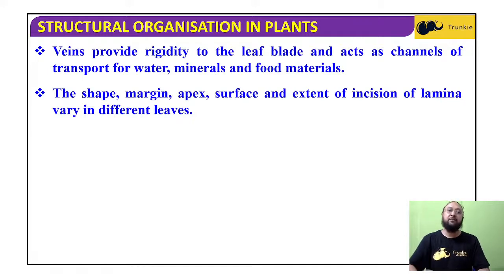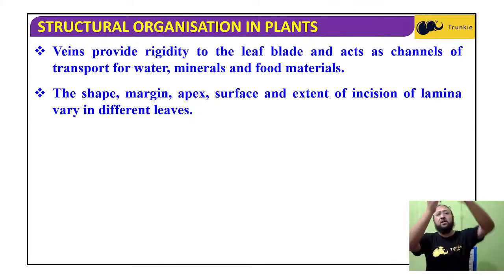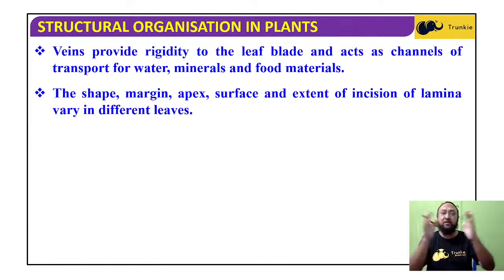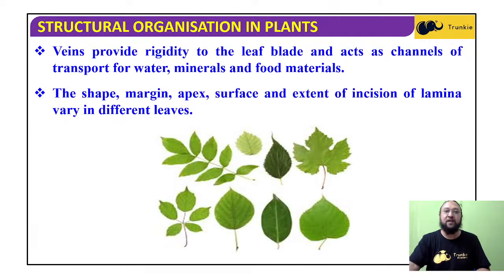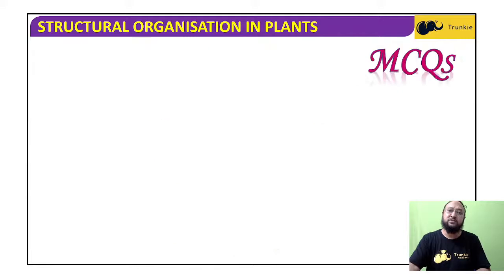The shape, margin, apex, surface, and extent of incision of the lamina vary in different leaves. Some may be very long, some very short, some very rounded. The apex, surface, margin, and extent of incision of the lamina all vary in different leaves of the plant, depending on the plant. So you can see a variety of leaves. This is the variation in the leaves.